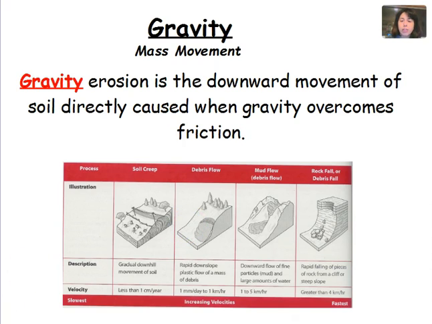You can see right here from this diagram taken directly from your notes, I did not create this diagram, we can see that they can move slow, imperceptibly, you can't see it happening, such as soil creep. And as we move over to the right, they move faster and faster, such as a rock fall or debris fall, known as a landslide or avalanche.